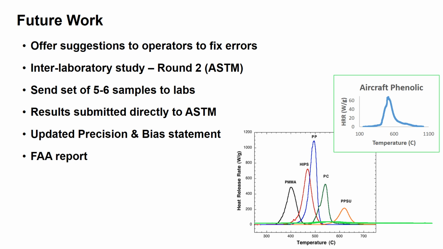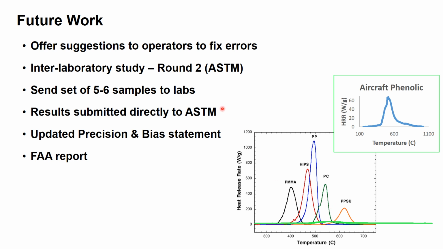I'm going to send out a set of 5 to 6 samples to all the labs, and you can see here's some data from the previous round robin, but this time we're going to include this aircraft phenolic, which is an ultra low heat release rate material, and you can see how that material scales with the other one. That's the green curve right here. It's a fraction of what the other materials are.